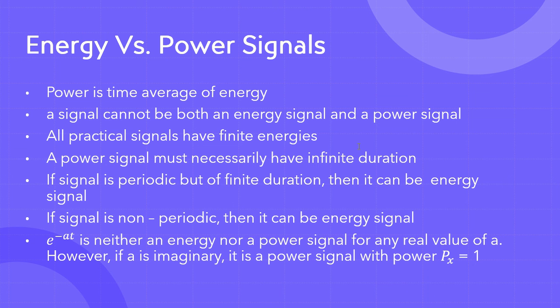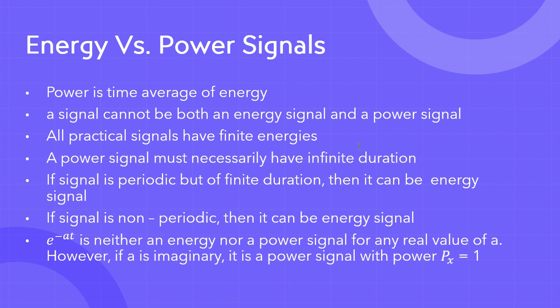Then, taking the other case, if you see a signal is periodic again, but it has a finite duration of time, running for a finite number of cycles, then that signal can be an energy signal. So in such a case, you calculate energy directly. In any case, if you see that your signal is running for a finite duration of time, you will calculate energy directly. It doesn't matter if it is periodic or non-periodic.